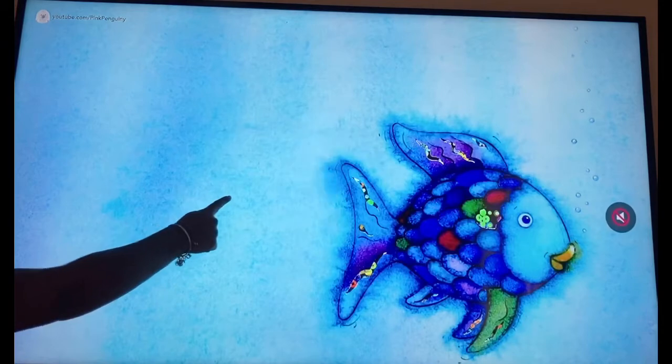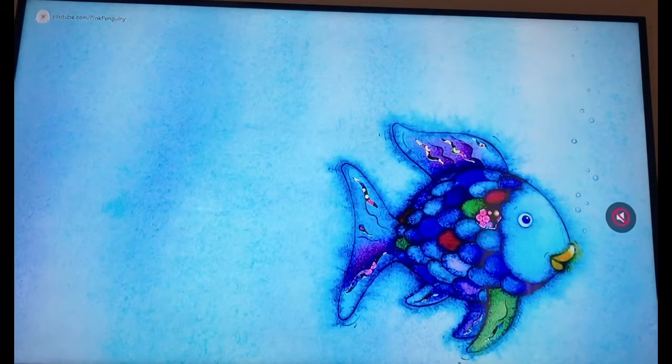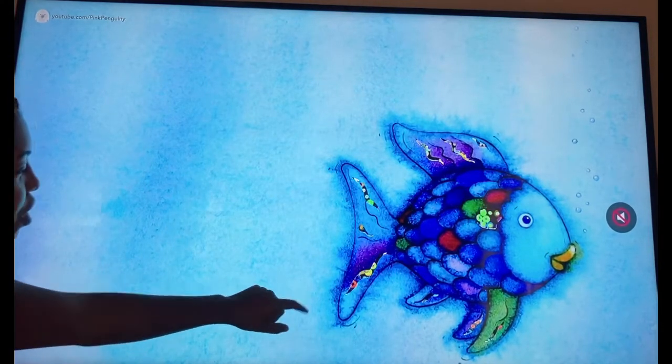Wow, do you see everybody with their shiny scales? And now we see a happy rainbow fish.